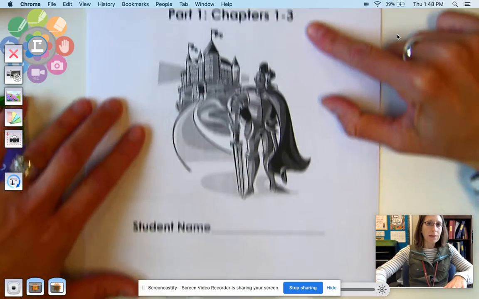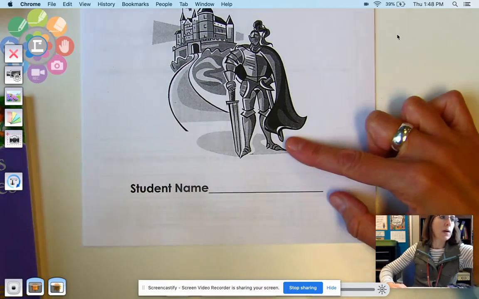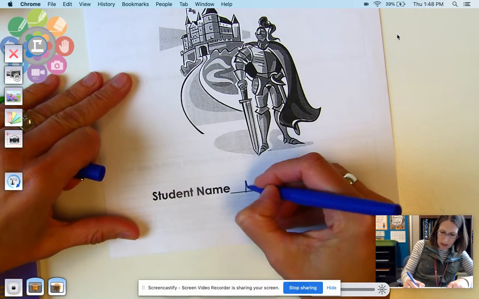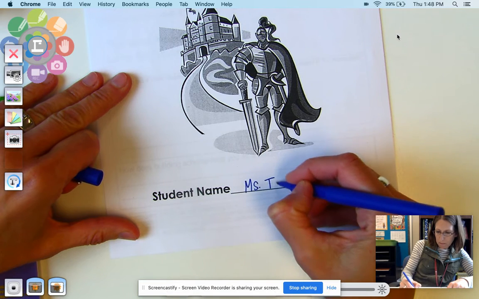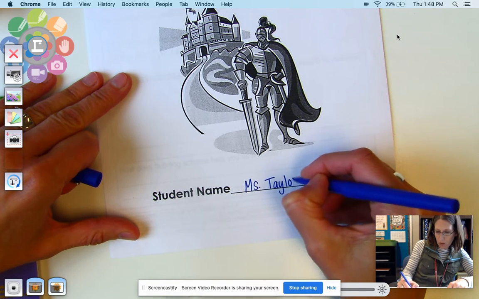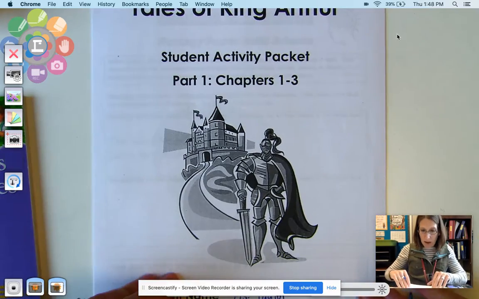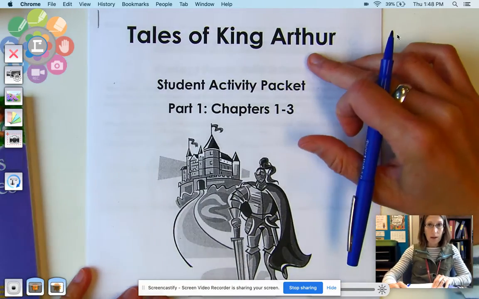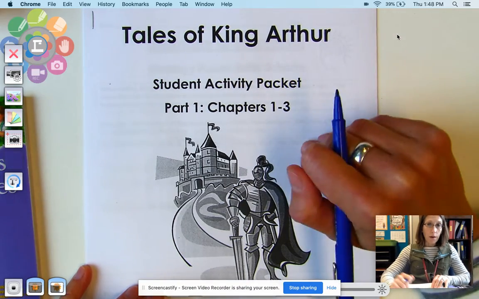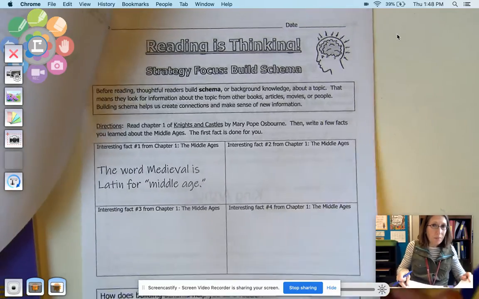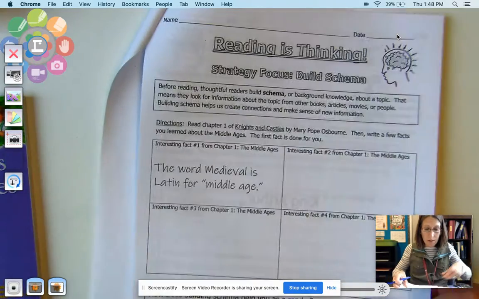All right, and there is a spot for you to write your name here, so that would be a prudent idea for us to write our name on the top. Here we go. And I just wanted to let you know that even though we're not reading King Arthur yet, we are going to do the very first page in this packet.